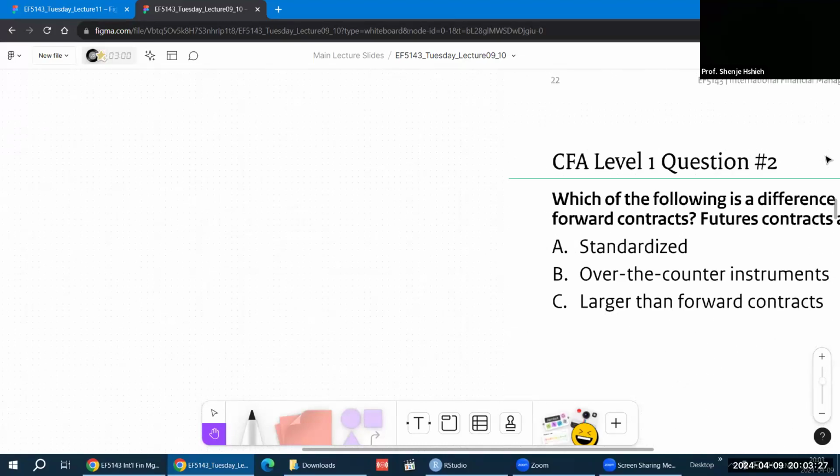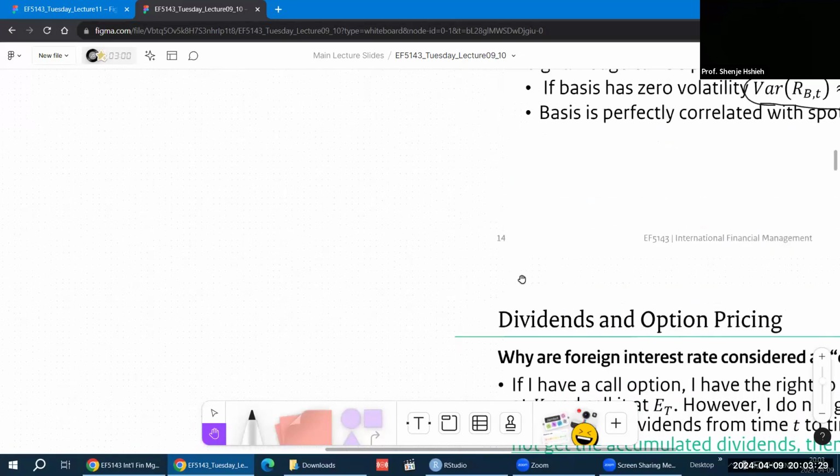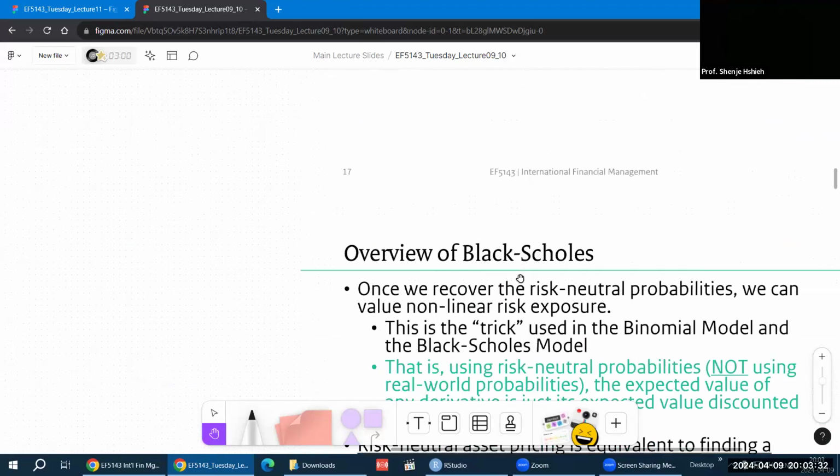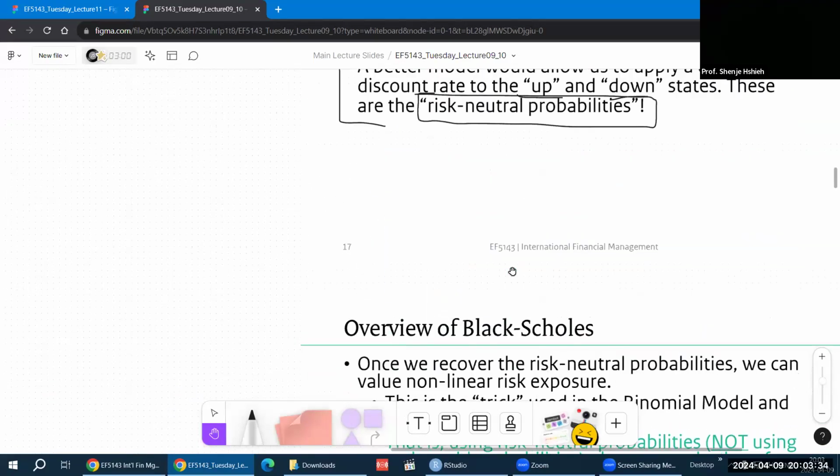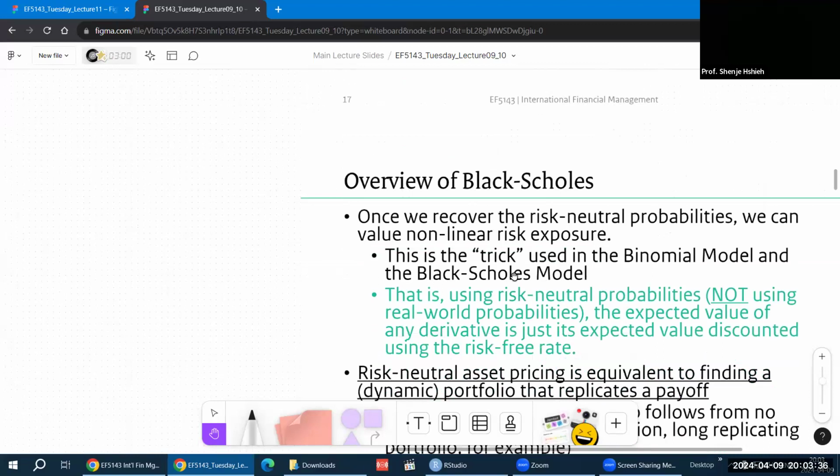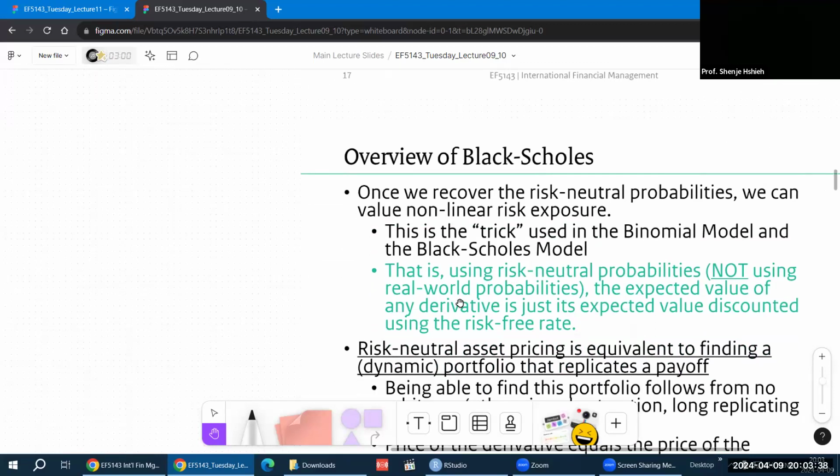Let's see if I... All right, so let me summarize and then I'll go towards the policy tools slides.